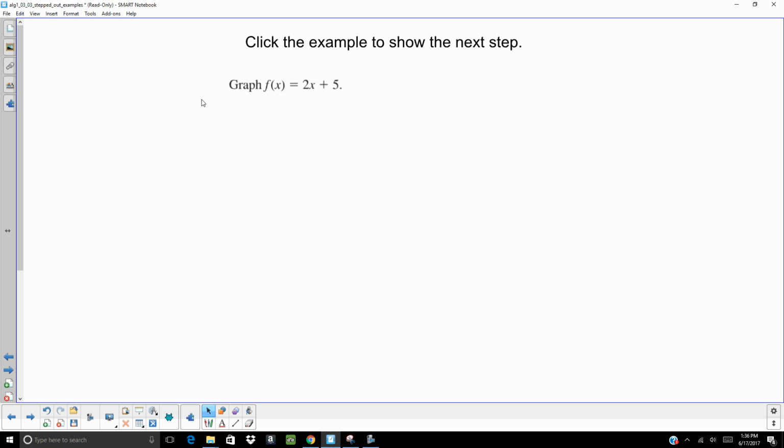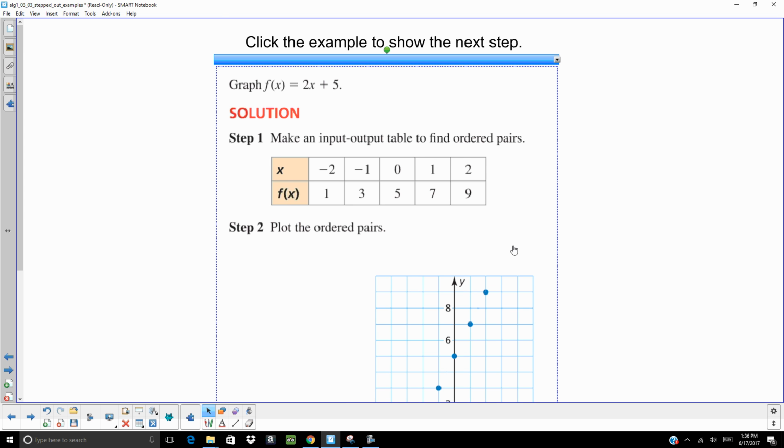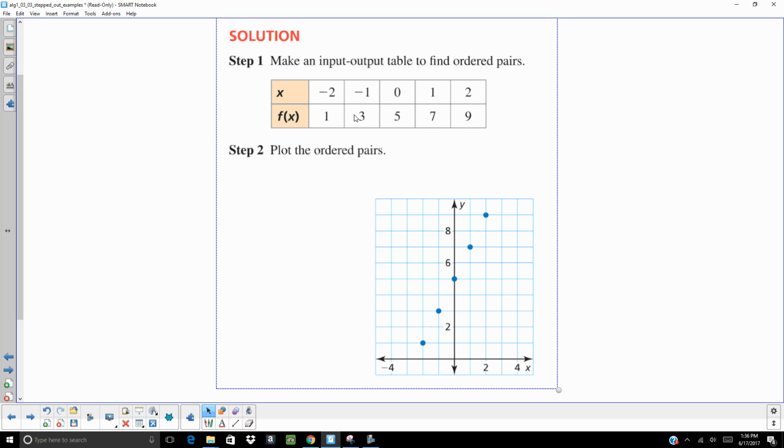All right, we want to graph this one. We're going to make an input-output table. And again, a lot of times I refer to this as a t-table. So our input, we choose what we're going to input. It's usually good to choose a couple of negatives, 0, and a couple positives. So 2 times negative 2 plus 5, 2 times negative 1 plus 5, 2 times 0 plus 5, 2 times 1 plus 5, 2 times 2 plus 5. Then we're going to plot those ordered pairs. Negative 2 comma 1, negative 1 comma 3, 0 comma 5, 1 comma 7, 2 comma 9. And draw a line through those points. Voila, we are done.